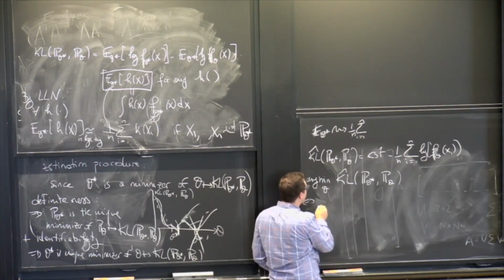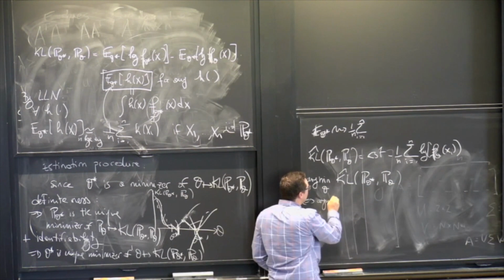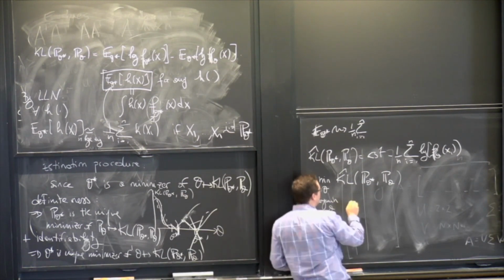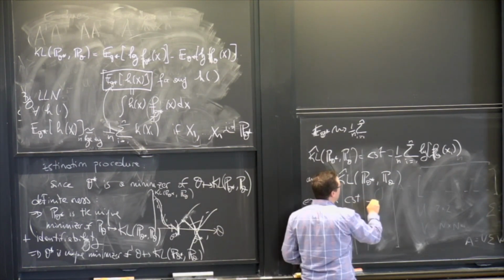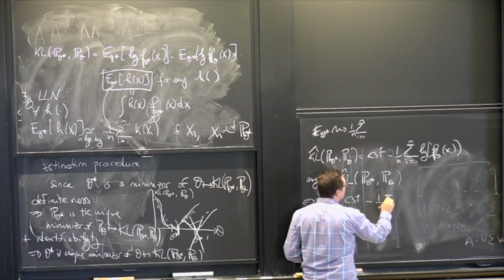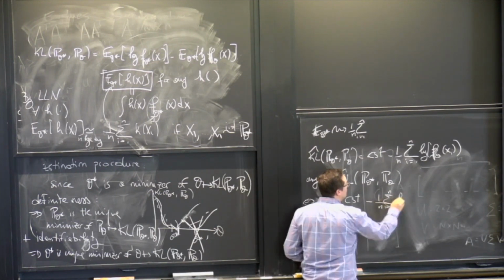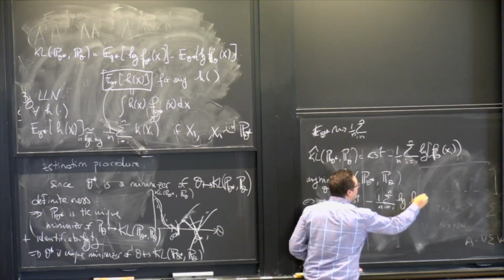Well, this is equivalent to finding the argmin of, say, a constant minus 1 over n, sum from i equal 1 to n, of log f theta of x_i.